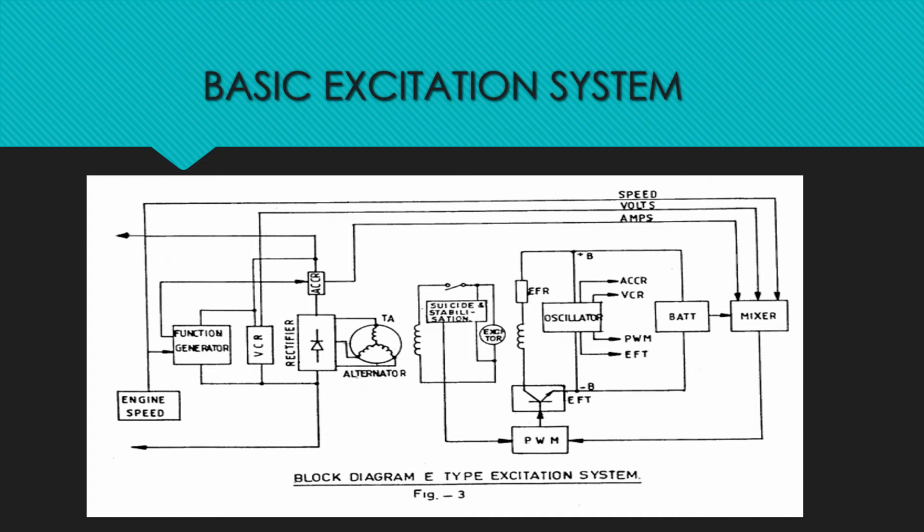The pulse width modulator, or PWM, controls the duration of on time as compared to off time during each pulse, thus regulating the average current in the exciter field. PWM responds to several feedback signals as shown in the block diagram.